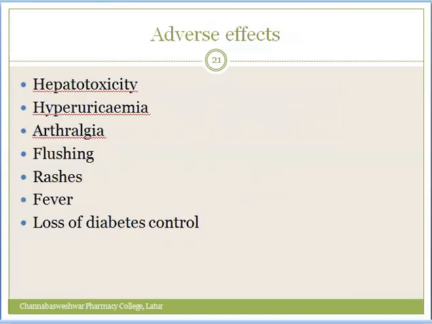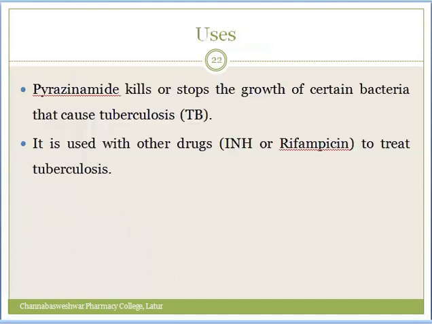Then we will discuss adverse effects of pyrazinamide. It shows hepatotoxicity, then hyperuricemia. Hepatotoxicity is nothing but damage to the liver. Hyperuricemia is an increase in uric acid level in blood. Then arthralgia, that is, joint pain. Flushing, redness, it shows rashes, it shows fever, and it also results in loss of diabetes control. So these are the adverse effects of pyrazinamide.